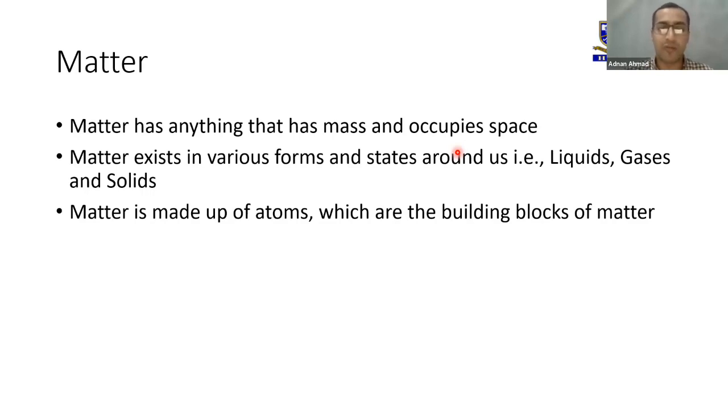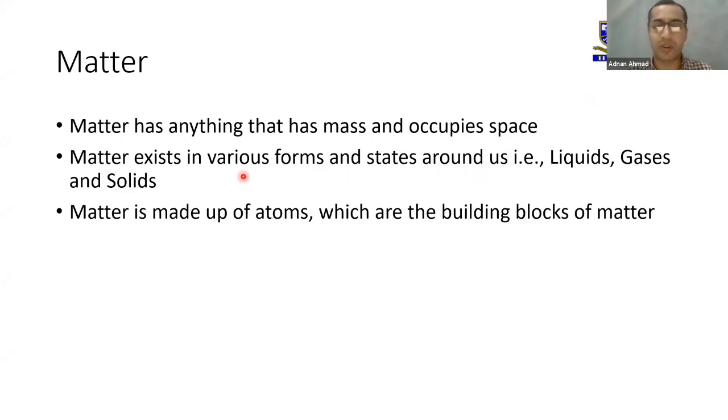Or for example, the sofa or the chair that you are sitting in right now. That is also a type of matter, and it has a weight, it has a volume, and it is occupying some area, right? So all those things which have some mass and occupy some area, that is basically what matter is. Matter exists in various forms and states around us. For example, we have liquids, we have gases, we have solids. So we observe matter in three different states, right?